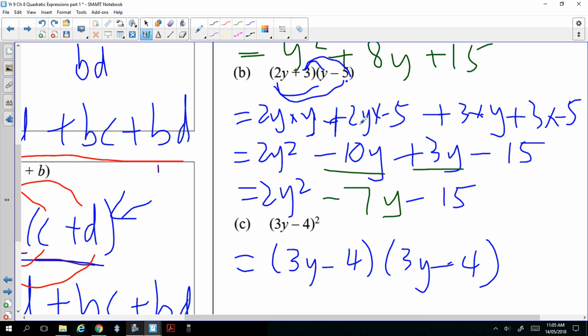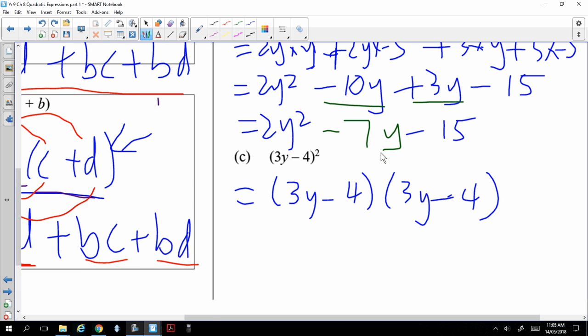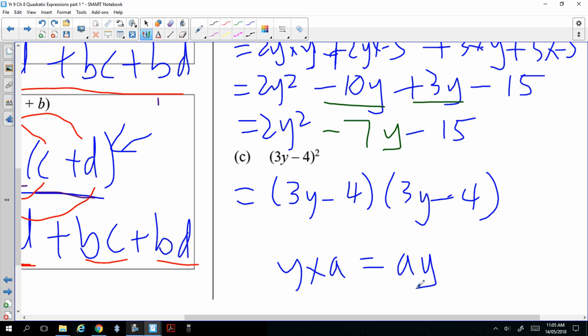Timesing doesn't need like terms. So you can times y times a, ay, right? But a plus y, you can't simplify. You just leave it as a plus y. So there's a difference between times and plus.